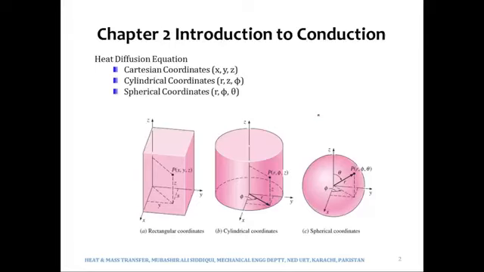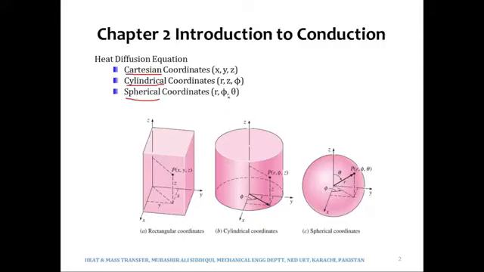We are going to start chapter number 2 of our book, the title of which is Introduction to Conduction. Although we had a good introduction to conduction in the previous chapter, over here in this chapter the only topic that we would be covering is in fact the heat diffusion equation. We will see what that heat diffusion equation is, and we would be going over the heat diffusion equation in the three coordinate systems: the Cartesian coordinate system, the cylindrical coordinate system, and the spherical coordinate system.